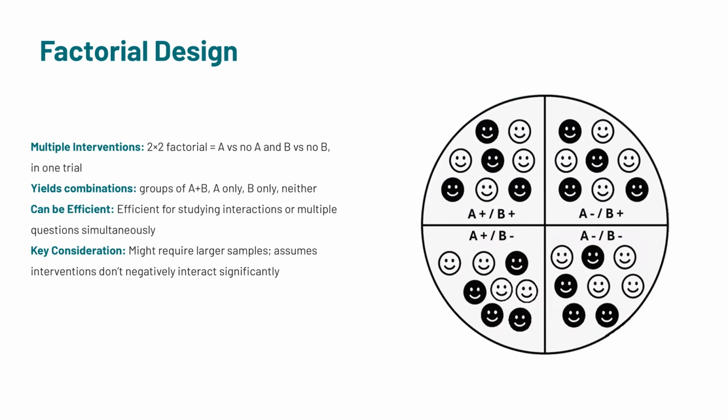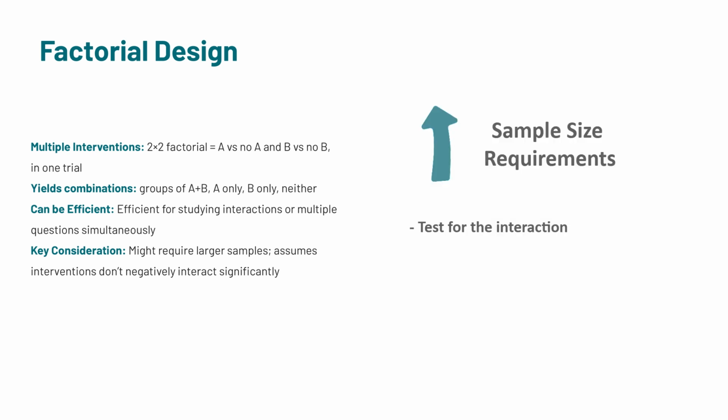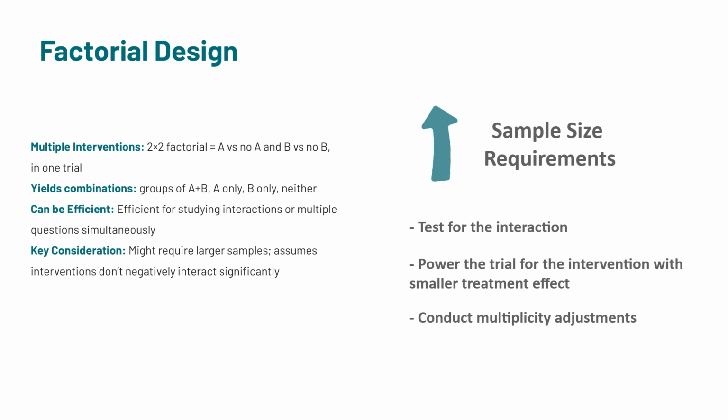This design is powerful if we suspect the two interventions don't strongly interfere with each other's effects. In the absence of interactions between the two treatments, the sample size is the same as that of a standard two-arm trial, powered for a single comparison. However, a larger sample size might be required when you want adequate power to test for interaction effects, or one treatment's target effect is smaller than the other's, or the trialist intends to conduct multiplicity adjustments.